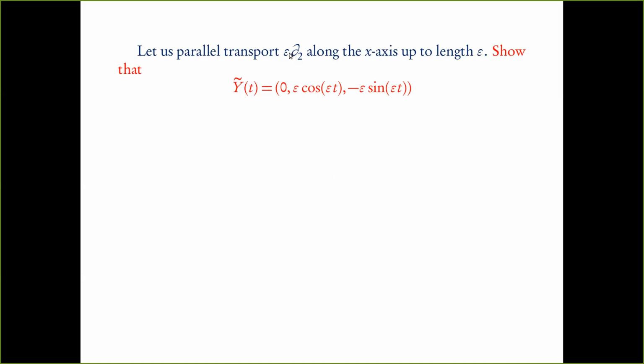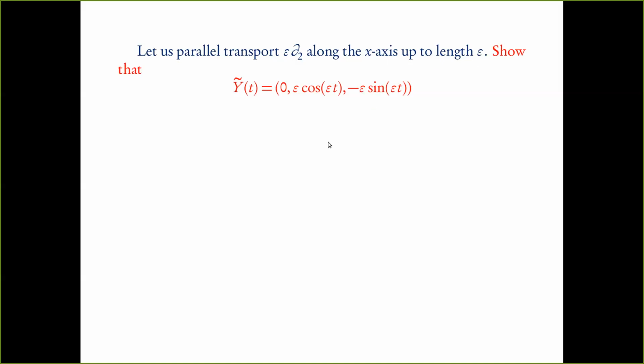In this case, it doesn't matter because the global vector fields are defined on all of R3 and everything makes sense. But we'll still make this choice. So choose the usual vector field d by dx2 in the y direction, but scale it by epsilon. And I want to parallel transport these vectors, which are pointing along the y direction, along the x-axis up to length epsilon. So I basically want to go from 0, 0, 0 to epsilon, 0, 0.